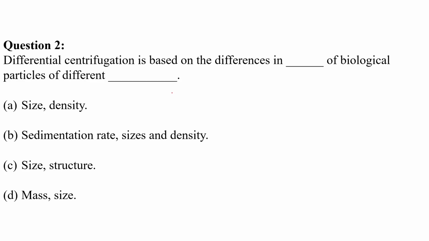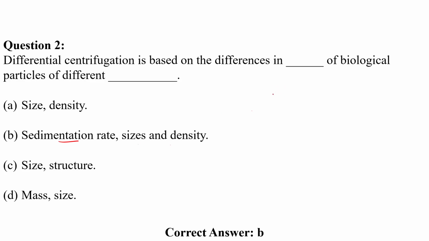Both of you are unfortunately partially correct and partially wrong. So the correct answer is actually option B, sedimentation rates and sizes and density. So differential centrifugation, unlike density gradient centrifugation, in differential centrifugation we will have different speeds. Okay, so first we will spin the sample at a low speed, so the particles will be separated based on the differences in their sedimentation rate, and the particles will be having different sizes and densities.